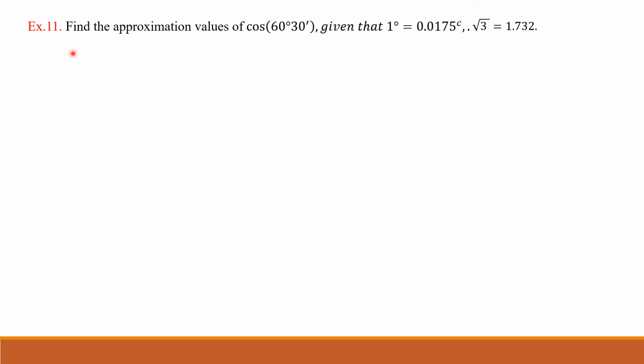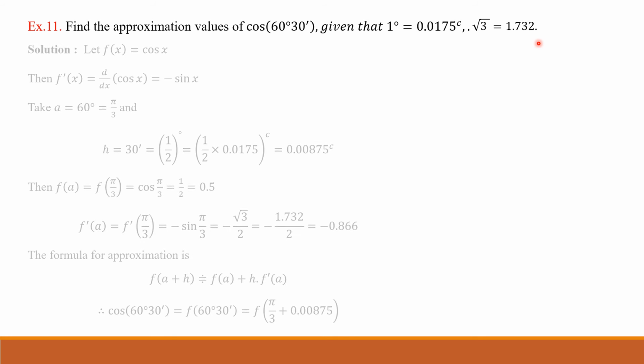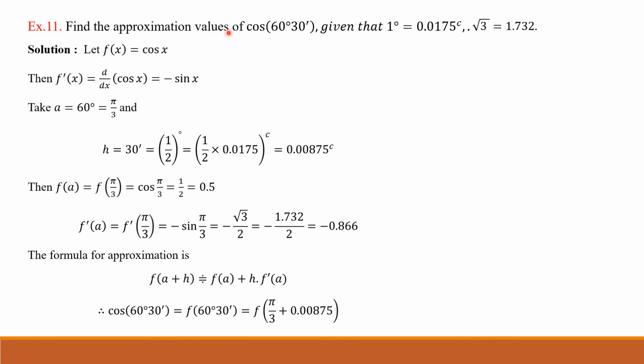Example number 11. Find the approximation value of cos of 60 degrees 30 minutes. Given that 1 degree equal to 0.0175 radian and root 3 equal to 1.732. Solution. It is cos of a number, hence we take the function f of x equal to cos x. Then its derivative f dash of x, that is d by dx of cos x. The derivative of cos x is minus sin x.